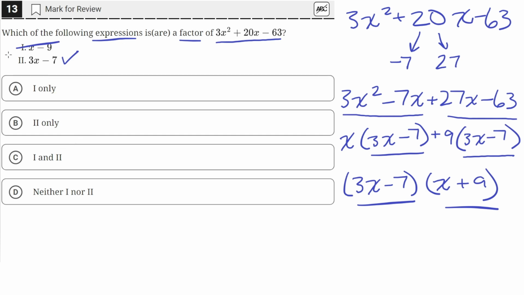So that means the answer choice that is correct should only say that the second one is correct. So that is answer choice B. So B is the right answer.